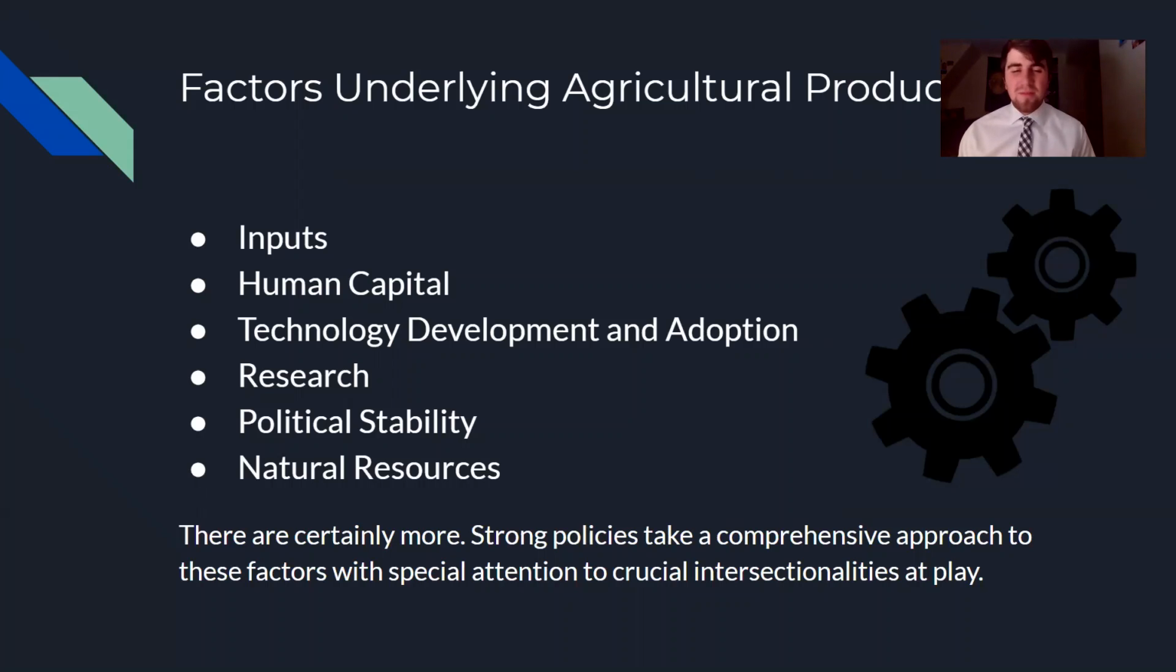And some other really important factors are agricultural research, political stability, and natural resource conservation to promote sustainable agriculture long term. Obviously, there are many, many more factors underlying production, but strong agricultural policies focused on sustainable development will take a comprehensive approach to these factors and pay special attention to crucial intersectionalities at play. For example, a nation could legalize use of new technologies such as drones in agriculture, but if they don't develop the human capital and train agriculturalists how to use those drones properly, that policy action to legalize the drones will have really no meaningful impact on agricultural development in that nation.